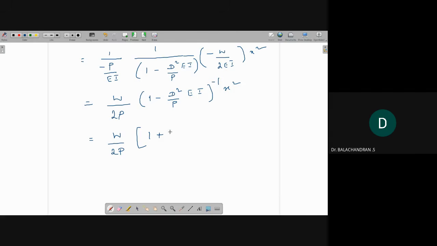What is x? x is EI by P into d square. This is x plus x square. X square is EI by P whole square into d square whole square, into x square.